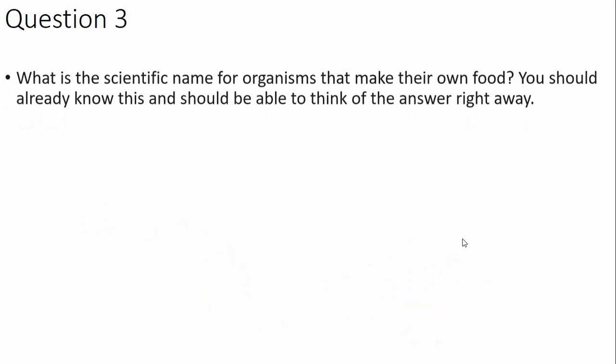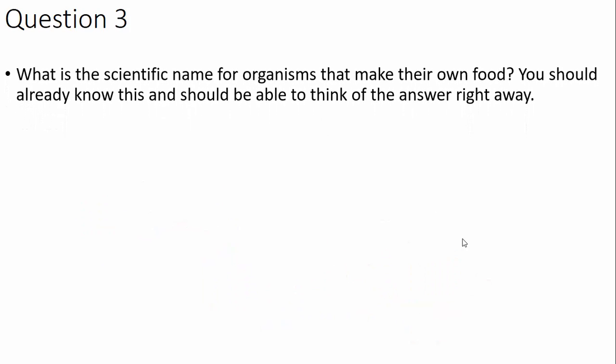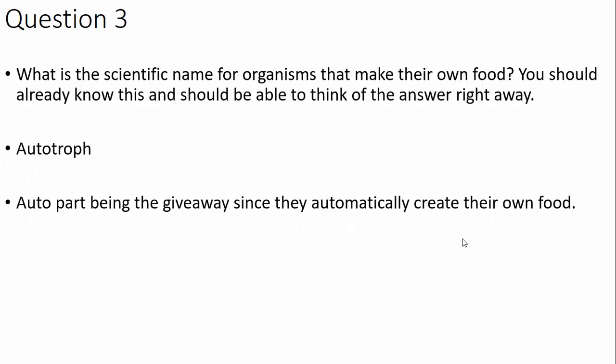All right, number 3, what is the scientific name for organisms that make their own food? You should already know this, and you should be able to think of the answer right away. Well, that is an autotroph, and auto part being the giveaway since they automatically create their own food. And those are plants that do photosynthesis.